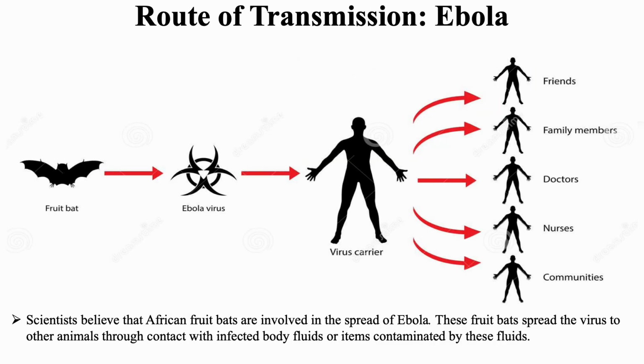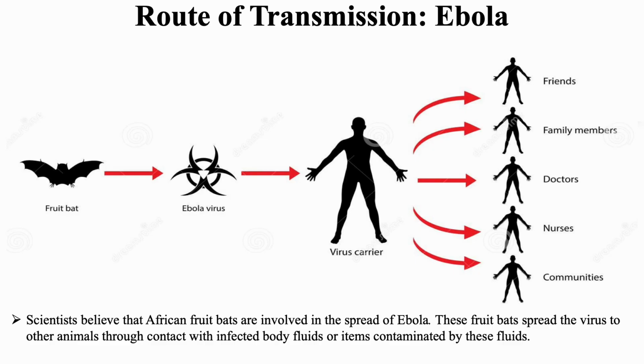Scientists believe that African fruit bats are involved in the spread of Ebola. These fruit bats spread the virus to other animals through contact with infected body fluids or items contaminated by these fluids. There is also animal to human and human to human transmission.